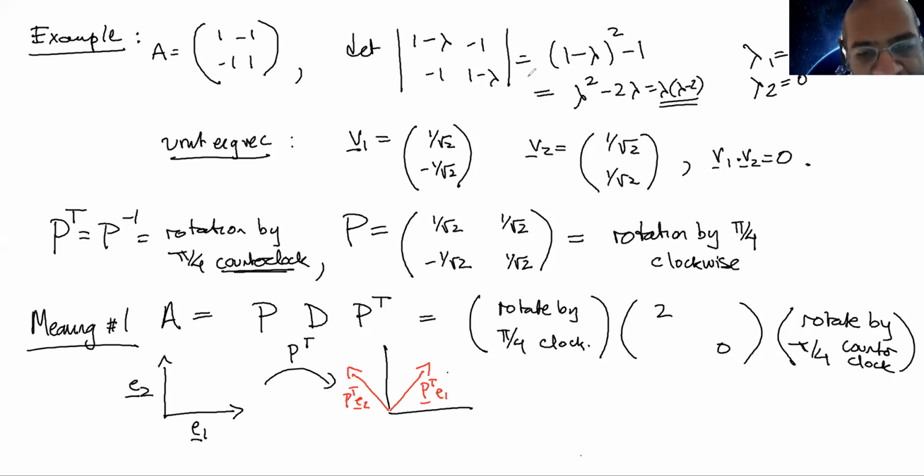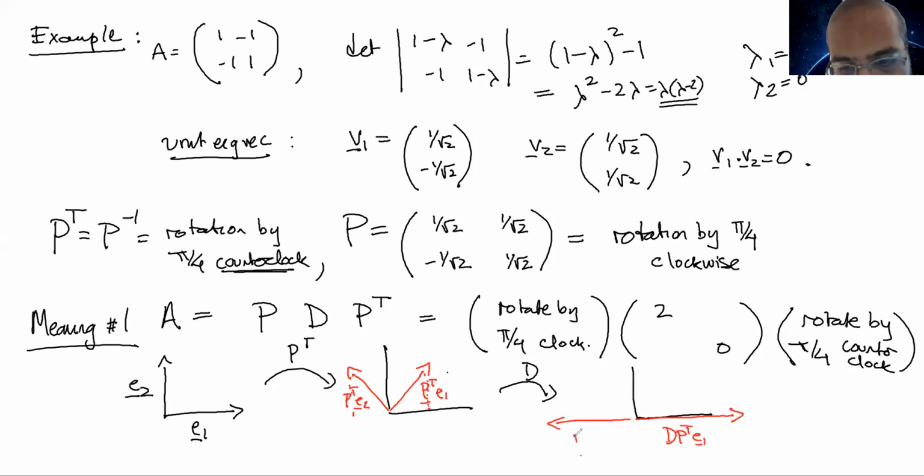Now the next step is you're going to hit this with D. What does D do? Well, it kills the second coordinate and stretches the first coordinate by 2. So when you plot what this is going to look like, you get something that looks like this. It's going to be some stretched version of just the x coordinates of these vectors. So this is going to be D P transpose E1, and this is going to be D P transpose E2, because I'm literally hitting these with a diagonal matrix that kills the y coordinate.